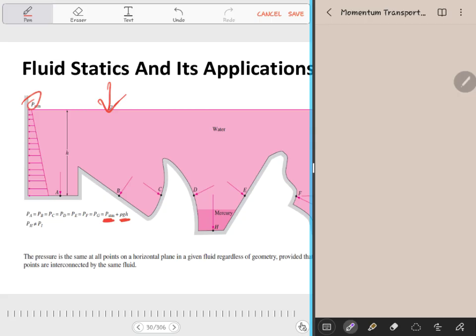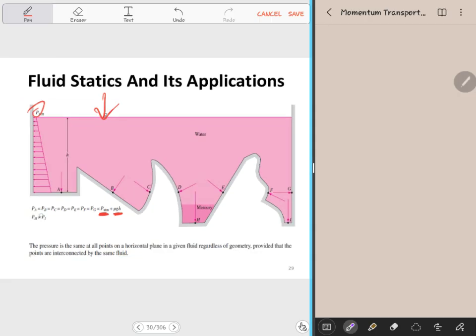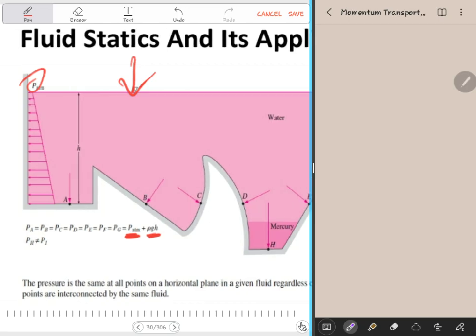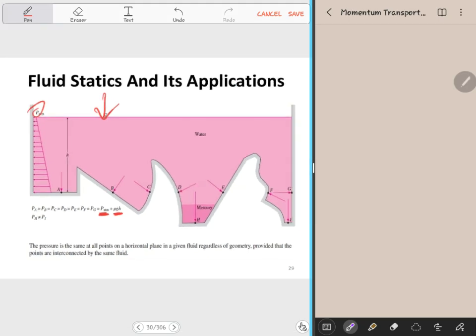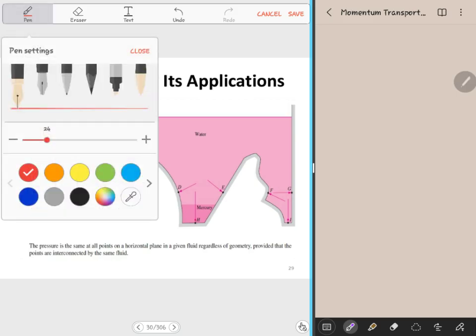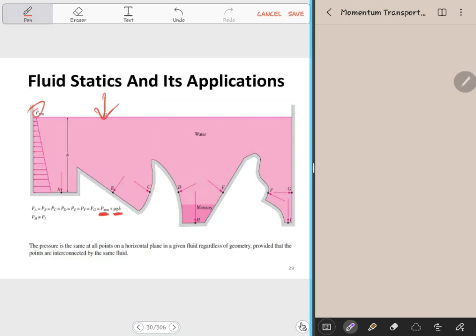You see they've written PA is equal to PB, PC, PD, up to PG. What it's saying is that at a particular point within a system in equilibrium, a static fluid, are we okay? Let me use a ruler to make that line clear. Forgive me if this line is not straight, I'm using freehand, that's why it's a bit crooked.